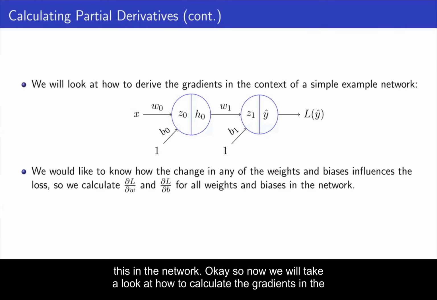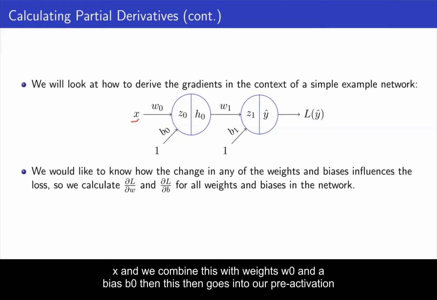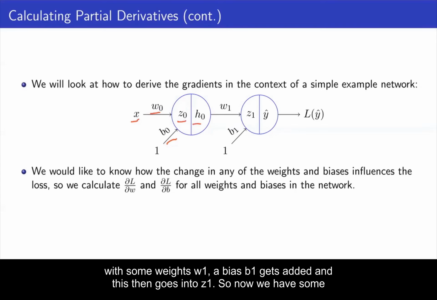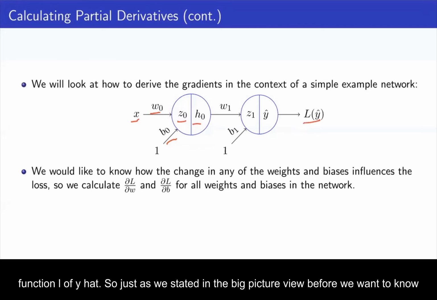Okay, so now we will take a look at how to calculate the gradients in the context of the simple example that is shown here. Let's assume that we have only one input X, and we combine this with weights W0 and a bias B0. This then goes into our pre-activation Z0, and we then pass this through our nonlinearity H0. The output of this is again combined with some weights W1, a bias B1 gets added, and this then goes into Z1. Now we have some activation function again, and then we get our output Y hat, and Y hat then goes into our loss function L of Y hat.